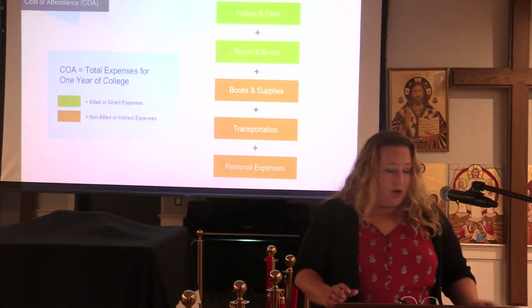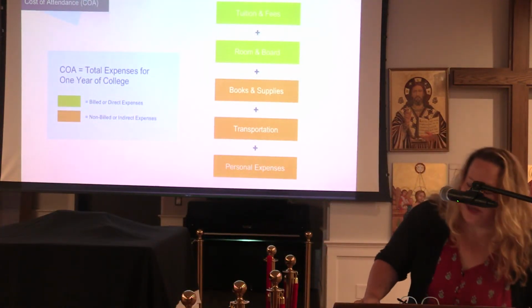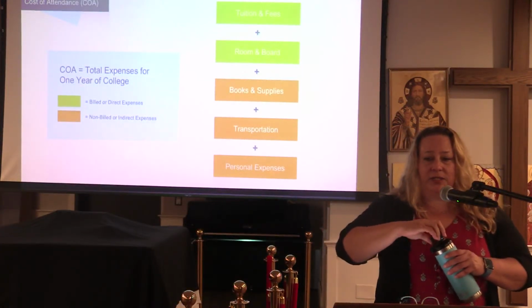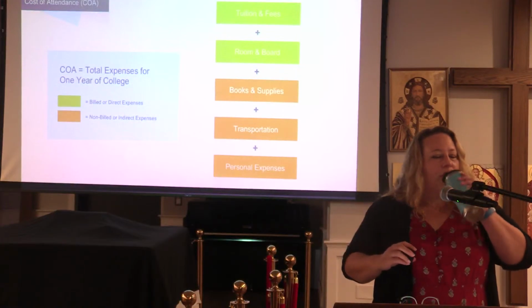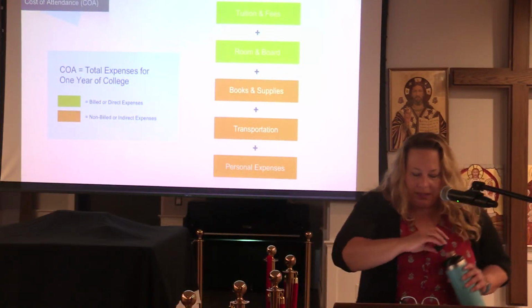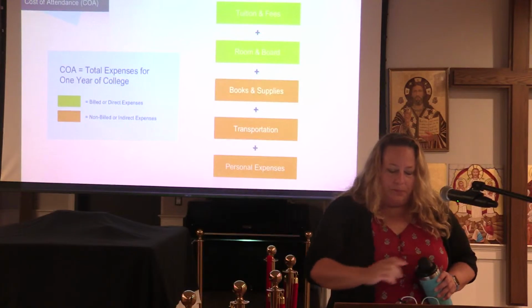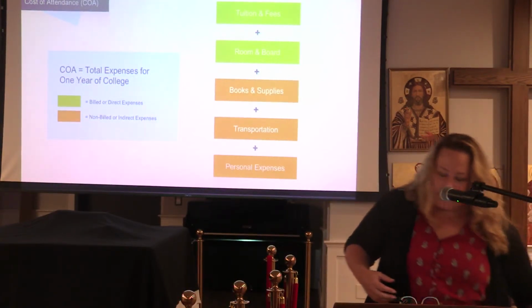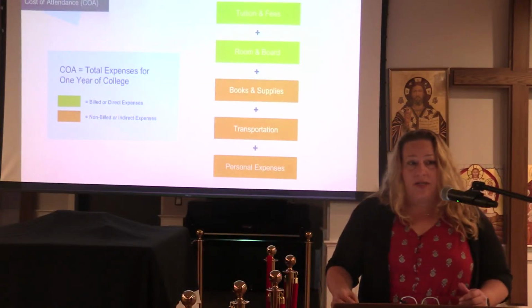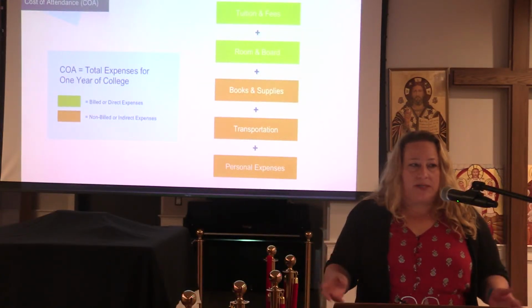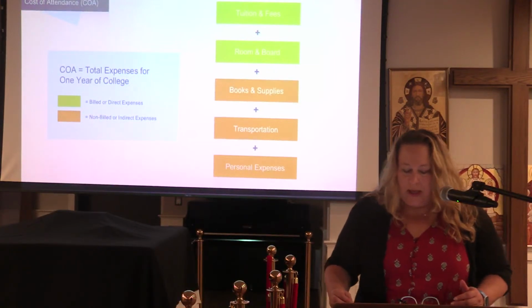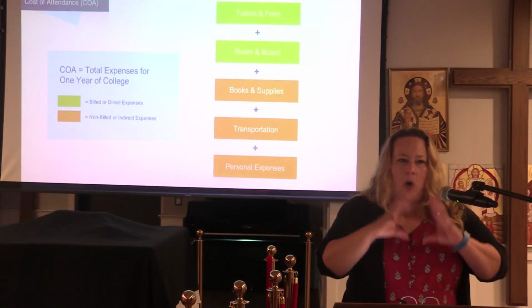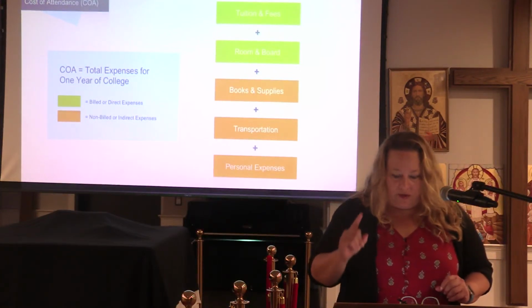Okay, so let's talk about how colleges determine your financial aid. The first thing they're going to do is take the cost of attendance. That's the sticker price at the school. It's going to include tuition and fees, billed expenses, room and board if the student is living on campus. It's also going to include unbilled expenses like books and supplies, transportation, personal expenses, things like that. So that's the total cost for 1 year of school.